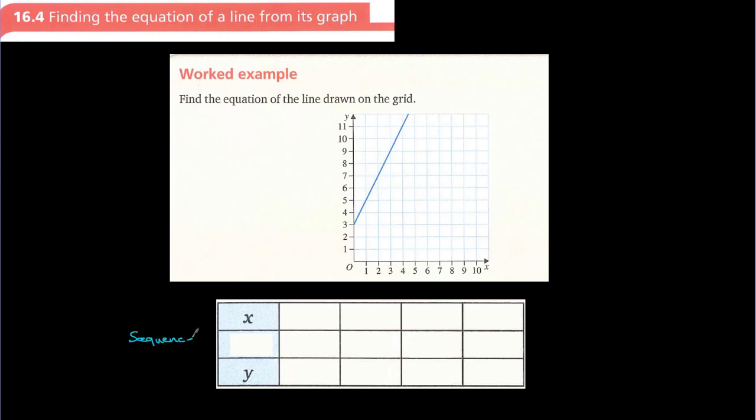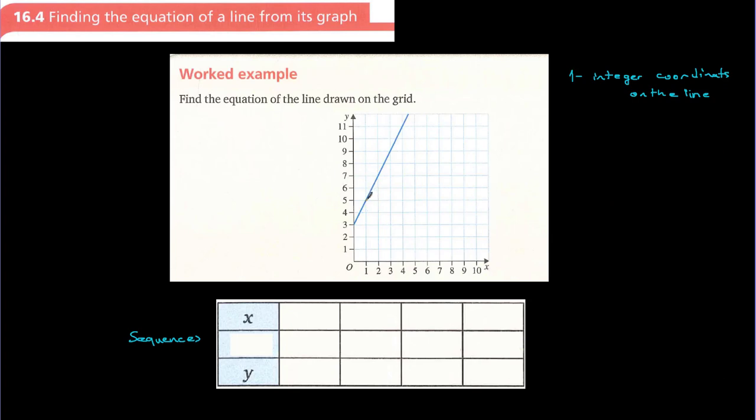I want to tell you at the beginning that first I'm going to find integer coordinates on the line. What I mean by integer coordinates is this.